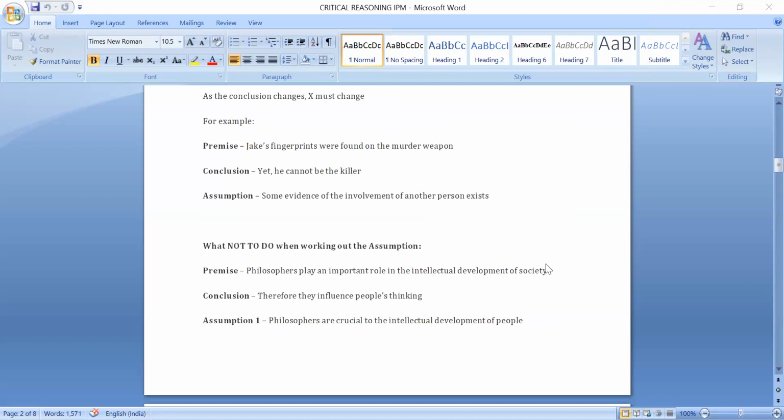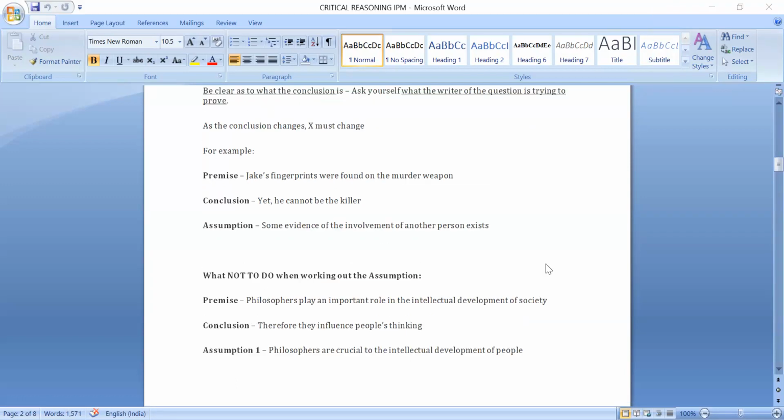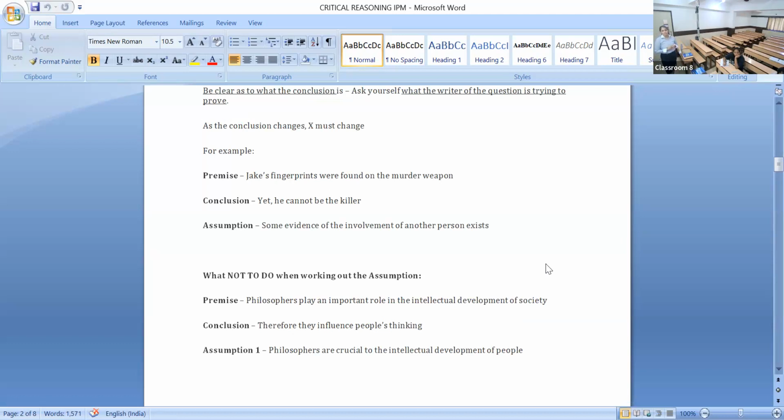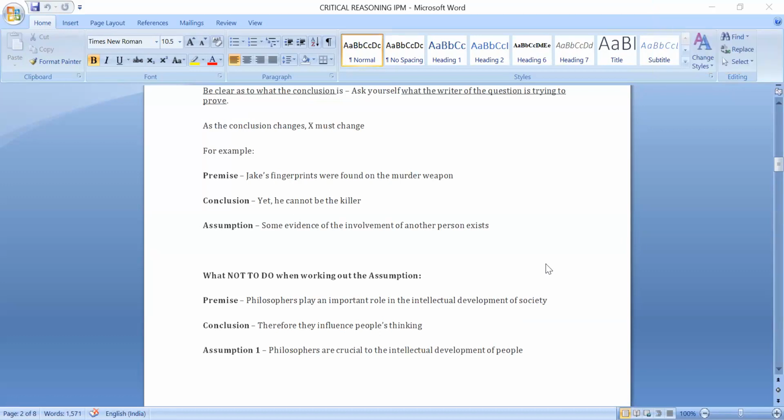Yes, ma'am. Rahul, okay, just explain this thing: what not to do when working out the assumption. What are you not supposed to do? Right out of the context, by reading through the premise, conclusion, or assumption, do I directly tell what I know? You can read out the example and explain.